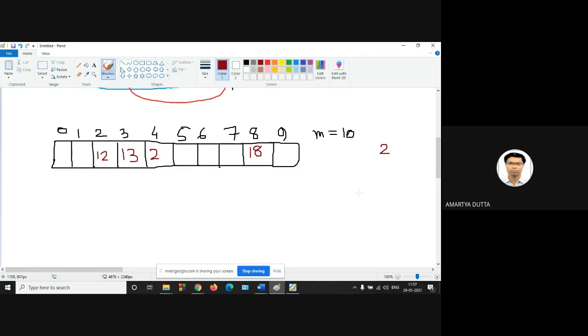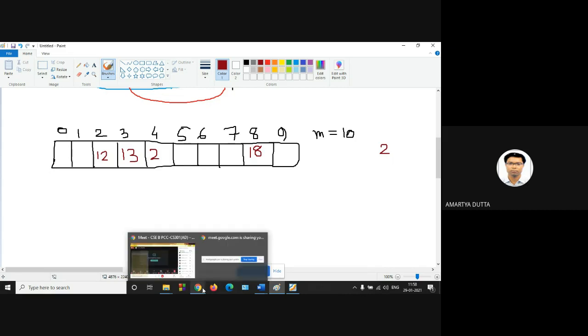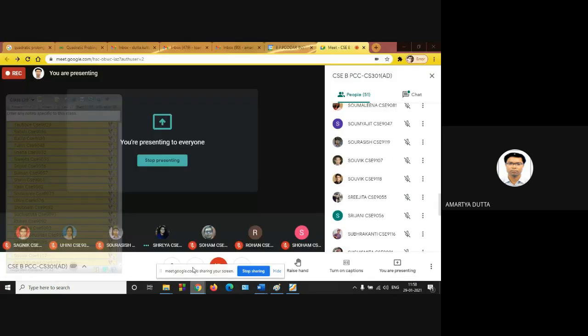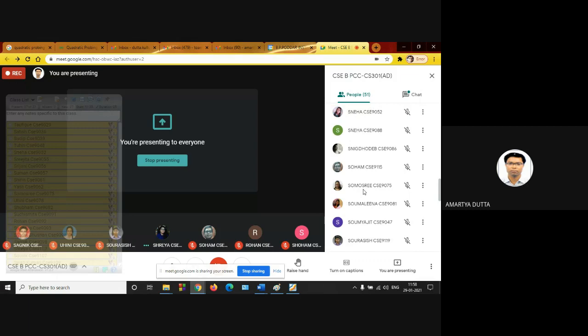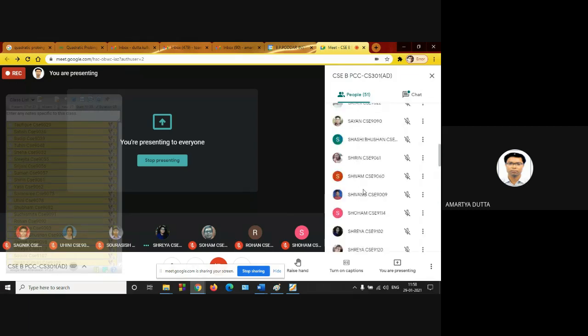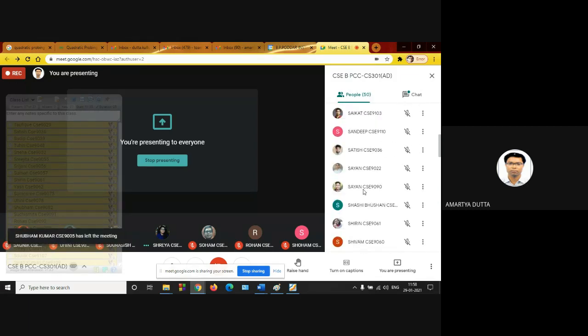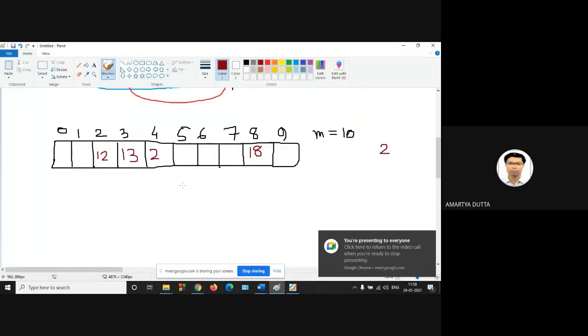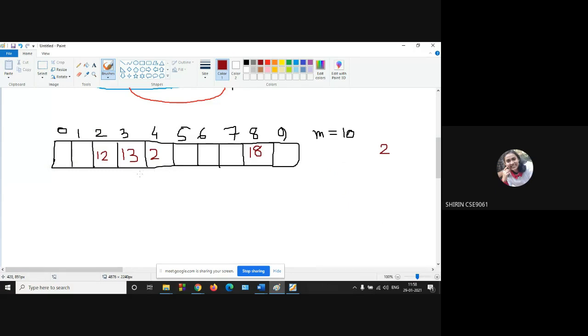For inserting 3, Shirin, are you there? Yes, sir. So how many collisions are there for insertion of 3 using linear probing? I don't know. I've been trying to understand. I cannot understand now.